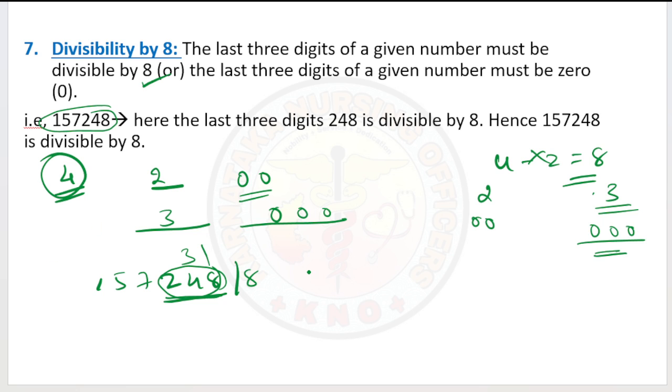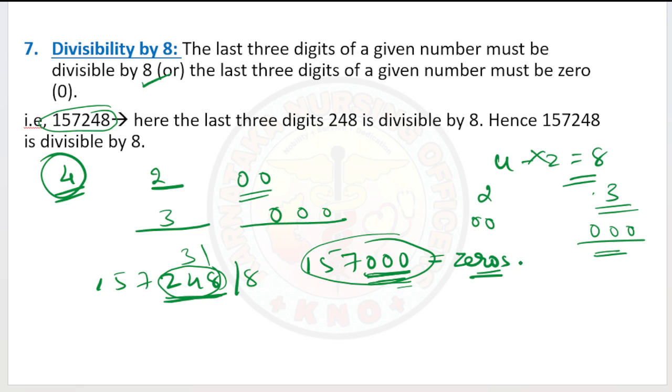Or instead of 248, suppose the number is 157000. Can we say this number is divisible by 8? Yes, this number is divisible by 8 because the last 3 digits are zeros. 3 zeros are there in this number, that is, in the place of the last digits, 3 zeros are there. Hence, we can say that this number is divisible by 8.